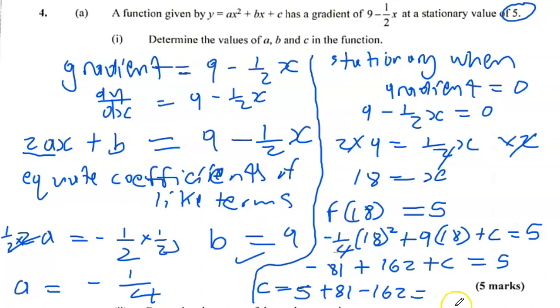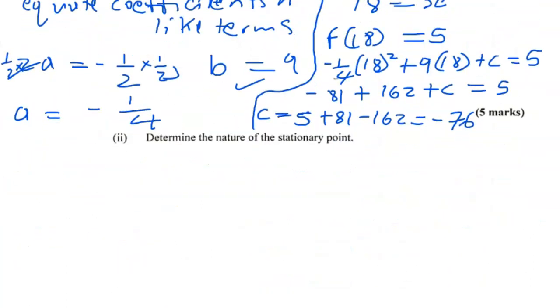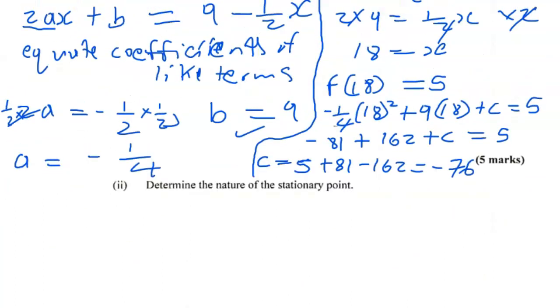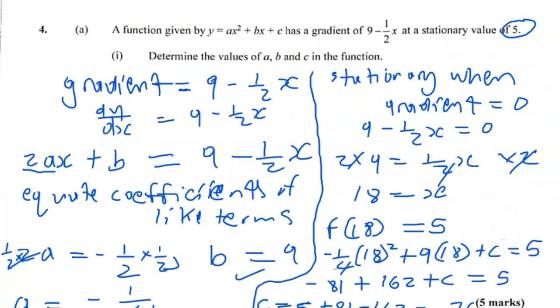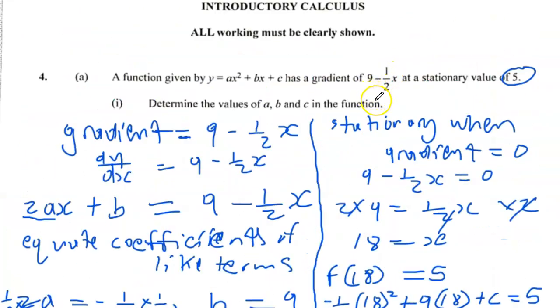So the value of C is minus 76. Let's move on. Determine the nature of the stationary point. So the nature of the stationary point, we can take a second derivative. So we know dy by dx, which is a gradient, was 9 minus half x.